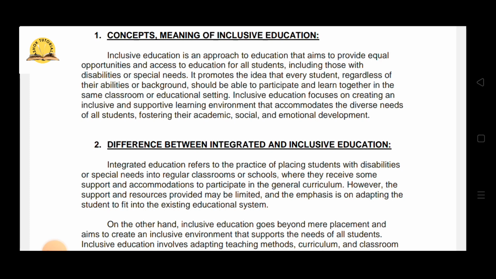So it promotes the idea that every student, regardless of their abilities or background, should be able to participate and learn together in the same classroom or educational settings.